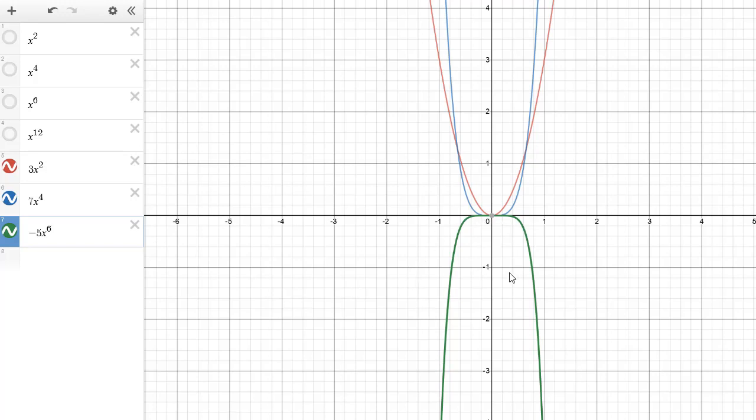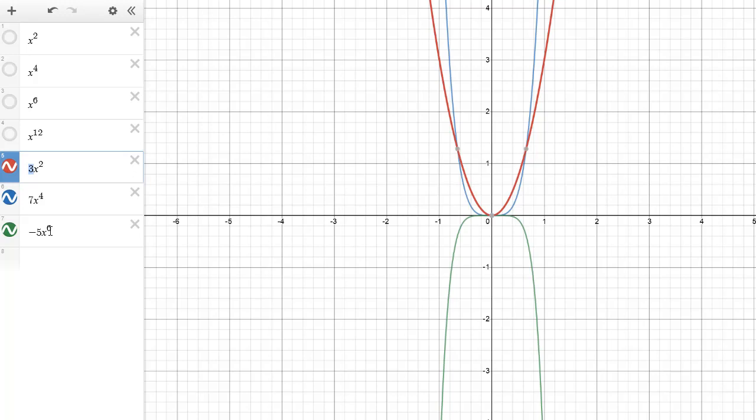So, what is this telling me? Well, this tells me that it doesn't matter what the coefficient, the number in front of my variable is, that doesn't affect the symmetry. What's important is that the exponent has to be even. If the exponent is even, you're going to have symmetry across the y-axis. It is going to be an even function.